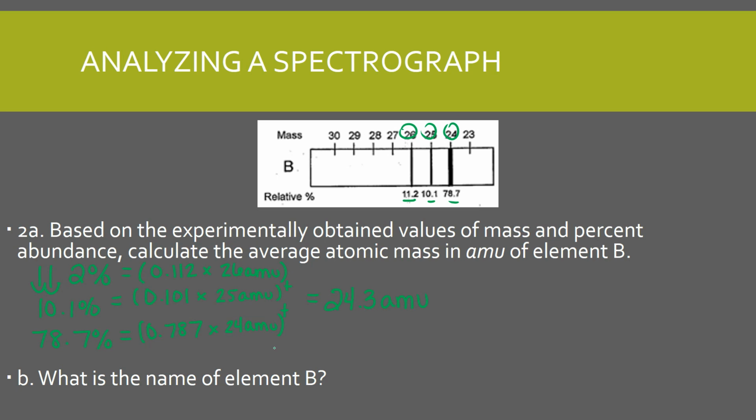And so then again, we're going to identify it. When you use that average atomic mass, again found at the bottom of each element box on your periodic table, you're going to find that it is magnesium, or Mg.